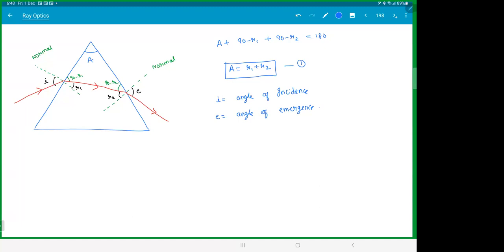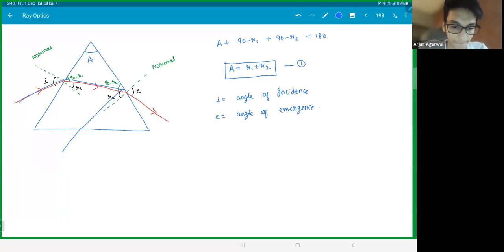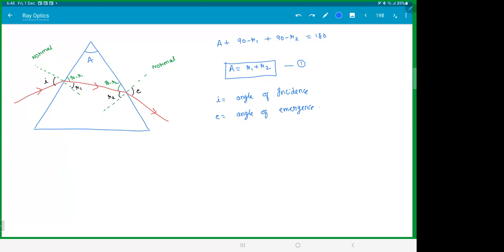This whole experiment is based on the fact that you enter and leave. Suppose it goes in and comes back, all these things are just useless. Just use Snell's law and solve. It was under the assumption you enter and leave from the other side. There are no TIRs, multiple refractions and all.